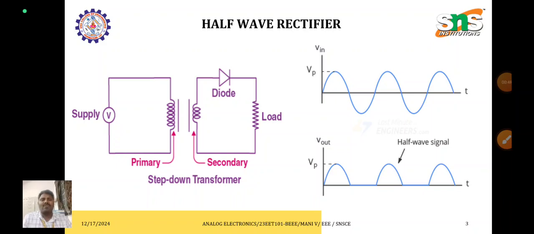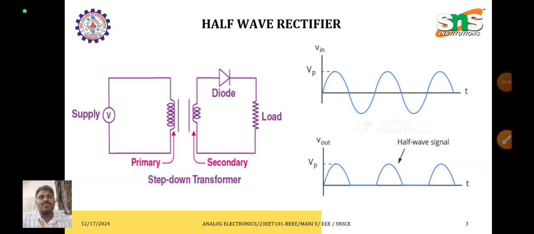In a half wave rectifier, there will be a supply voltage. Here we are supplying 230 volts, which is given to the single phase transformer. The single phase transformer converts the high voltage AC into low voltage AC. For example, the 230 volt AC is converted into 12 volt AC or 10 volt AC or 24 volt AC, based on the number of turns in the secondary of the transformer. So the main purpose of this step down transformer is to convert the high voltage AC into low voltage AC. Then the low voltage AC is given to the diode.